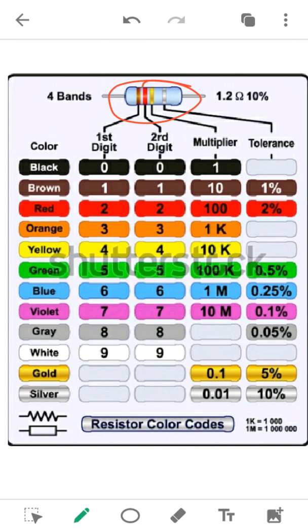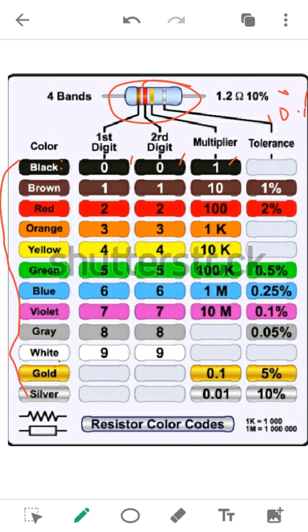The colors go in this manner: black, brown, red, orange, yellow, green, blue, violet, gray, white, gold, silver. These are the colors, and for each particular color there will be a particular number. So for black it is 0, and the second digit is also 0. The multiplier will be 1, because 10 raised to 0 equals 1, right? That will be the multiplier. And then brown is 1.